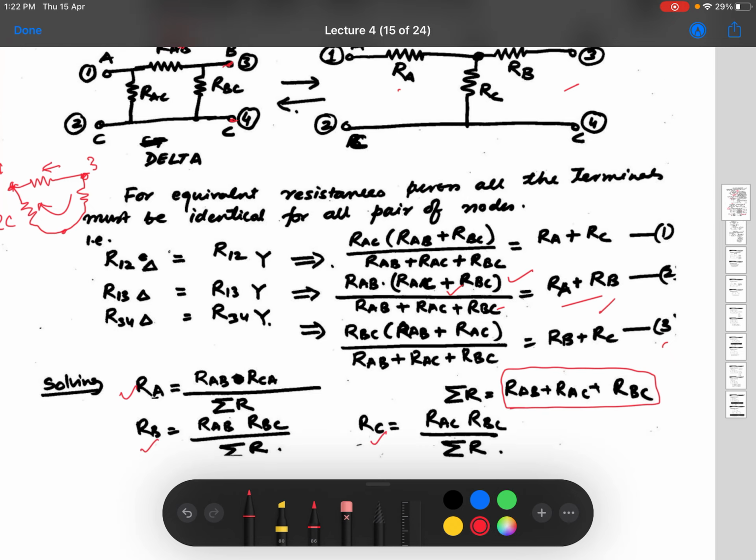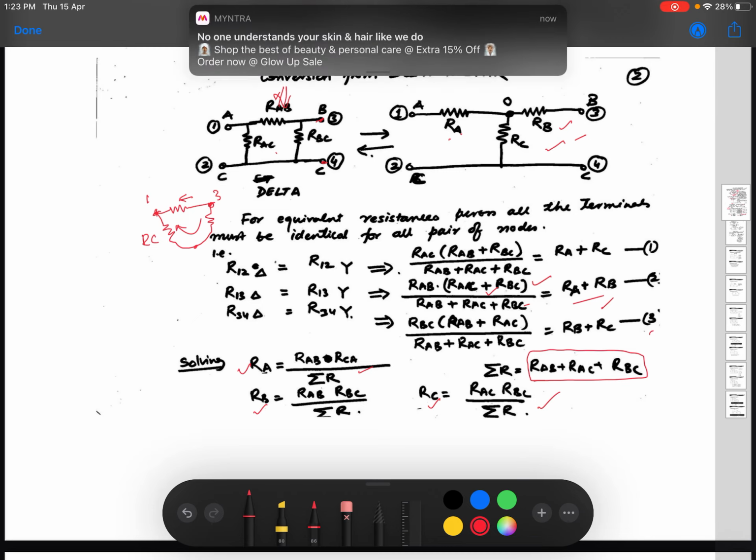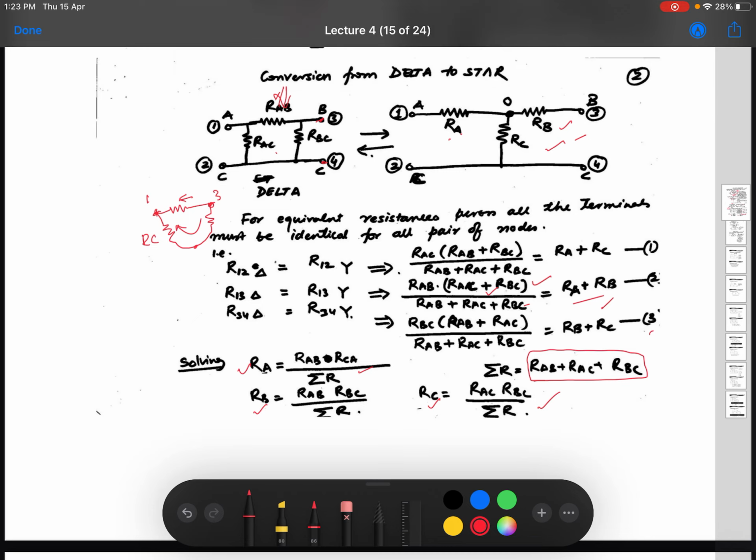Similarly for B and C. So if you have a delta connected system, you can convert it into star connected, and in the star connection RA would be this much, RB would be this much, and RC would be this much. So that is how you can convert a delta connected set of resistances into star connected resistances. You can also do it the other way around. If you already have star connected resistances, you can convert them into delta connected resistances by solving the same set of equations the other way around.